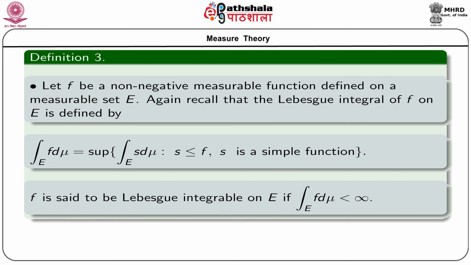So, if we consider a non-negative measurable function f defined on a measurable set E, then always remember that the value of the integral of f d mu over E always exists. Either it is a finite number or it can be equal to infinity. But we say that f is Lebesgue integrable only when the value of the integral is finite.